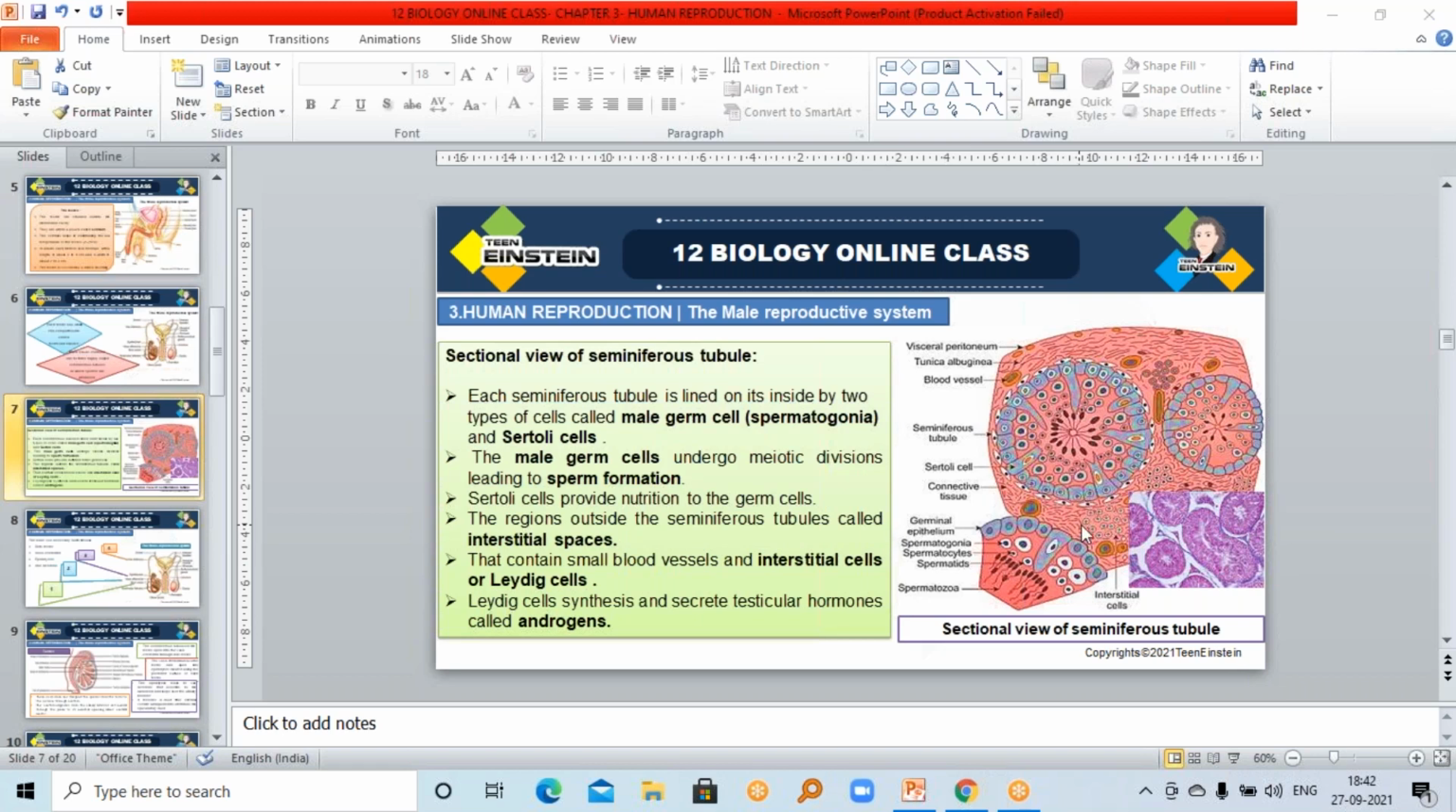The region outside the seminiferous tubule is called the interstitial space, and that contains small blood vessels. You can see here small blood vessels in the interstitial space, and they have interstitial cells which are called Leydig cells. These Leydig cells synthesize and secrete the testicular hormone called androgen. Which is that hormone? Androgen. Note down, androgen. It is secreted by Leydig cells or interstitial cells.